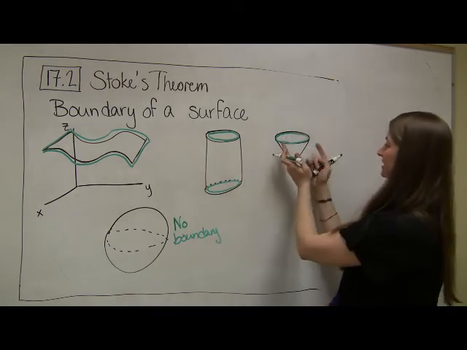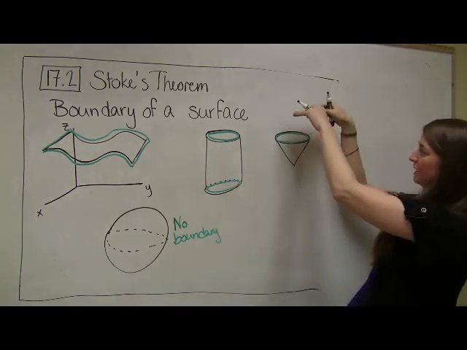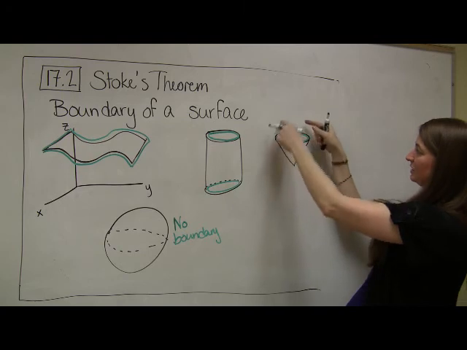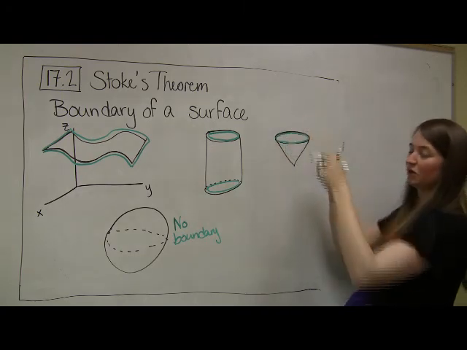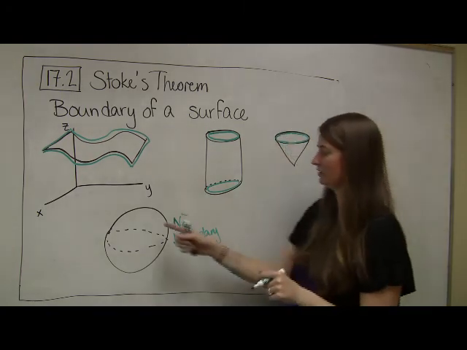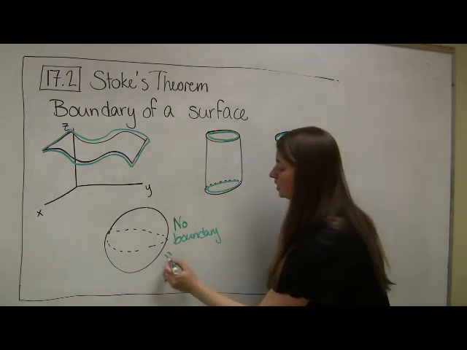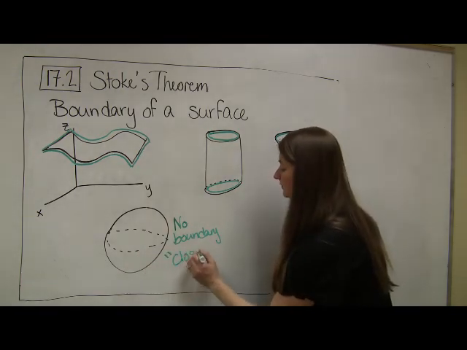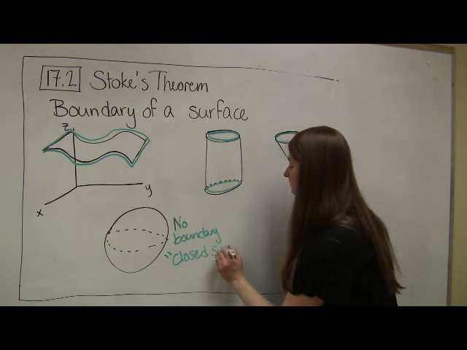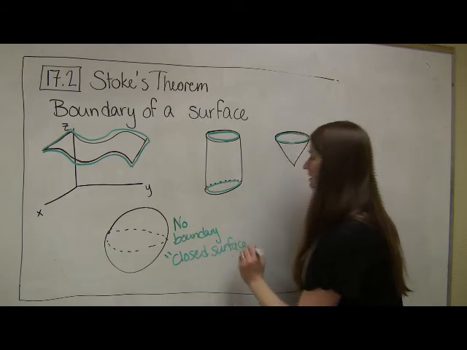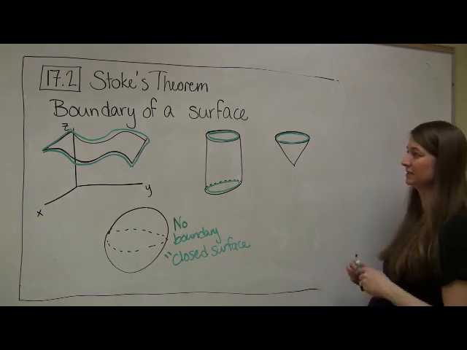It's like we've taken this cone and we've closed it up. What would have been this boundary has been all pinched together, and there are no holes. So this is what we also call a closed surface, because there are no holes or ways to get from one side to the other.